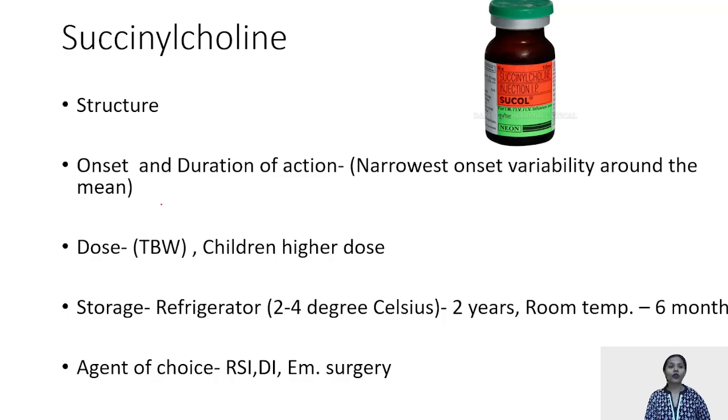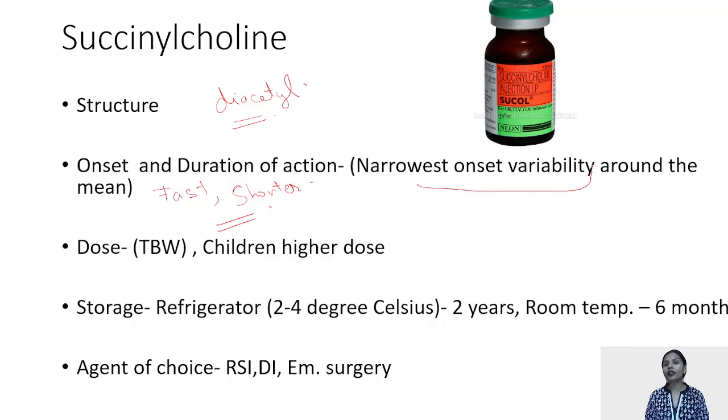The structure of scolin is diacetyl. It has two acetyl groups attached to each other. Talking about the onset and duration, it is the fastest acting and the duration of action is also the smallest. It is fast acting with shorter duration of action. The beauty of scolin is that it has the narrowest onset variability.